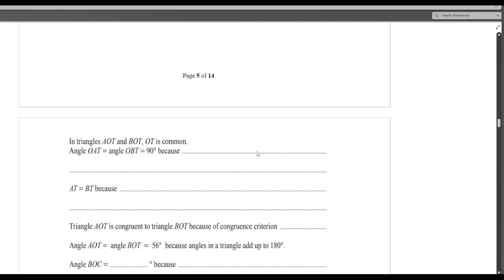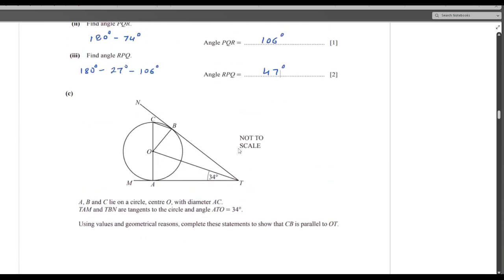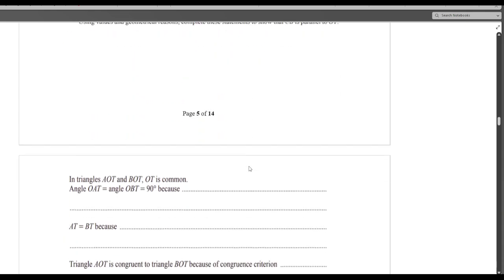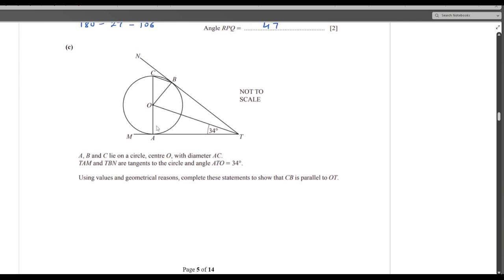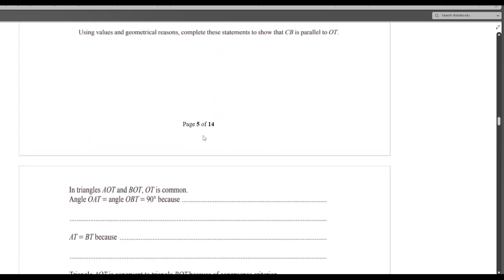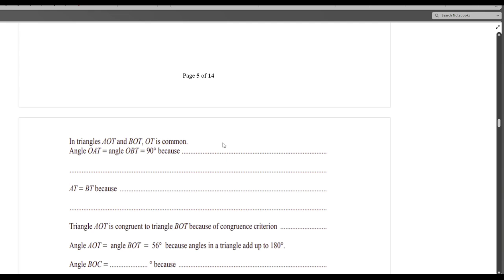In triangles AOT and BOT, OT is common. Angle OAT is 90 degrees, and angle OBT is also 90 degrees, because we know that a tangent makes 90 degrees with the radius, that is, a tangent is perpendicular to the radius at the point of contact.